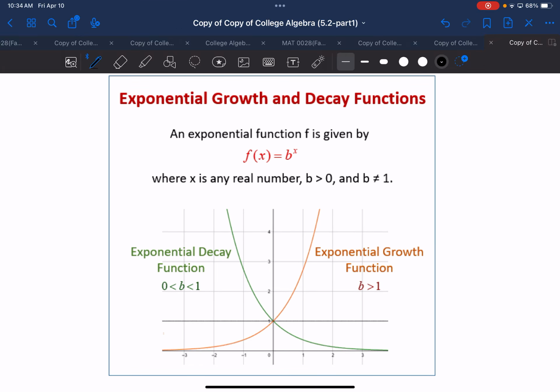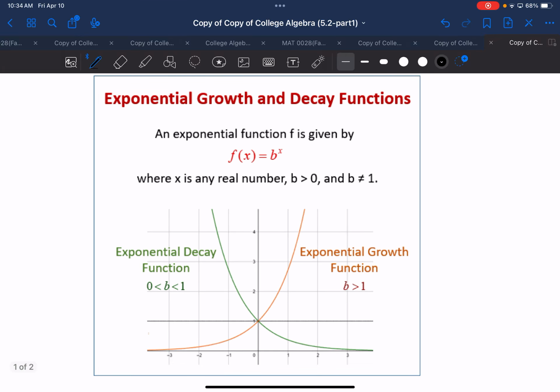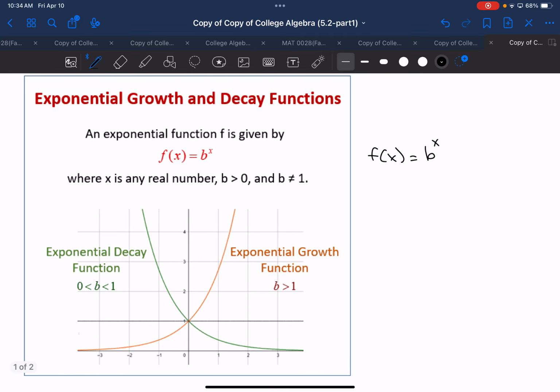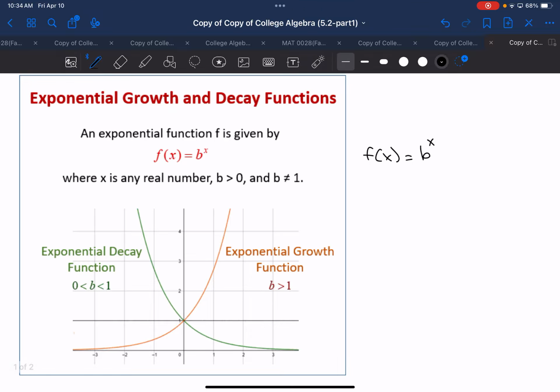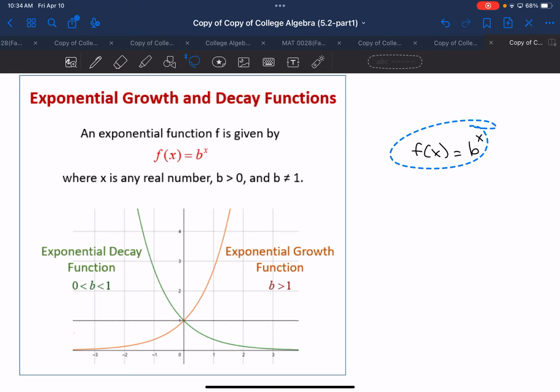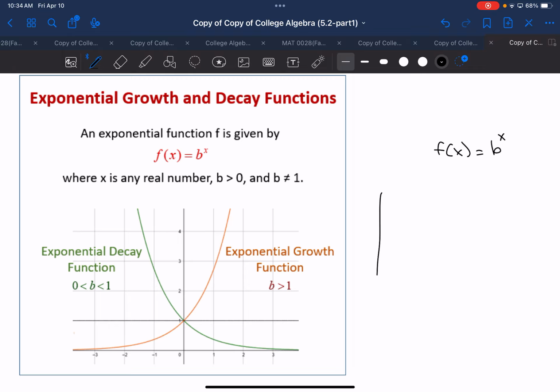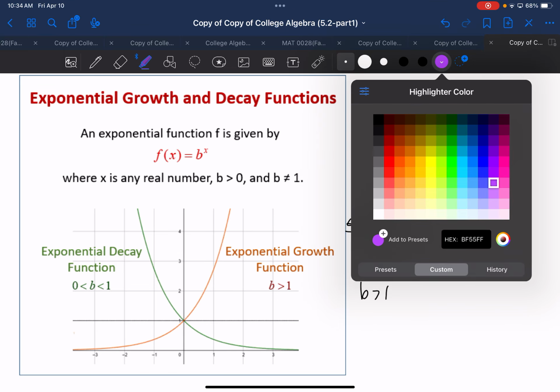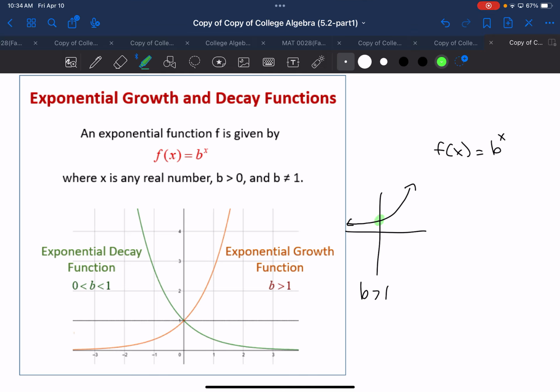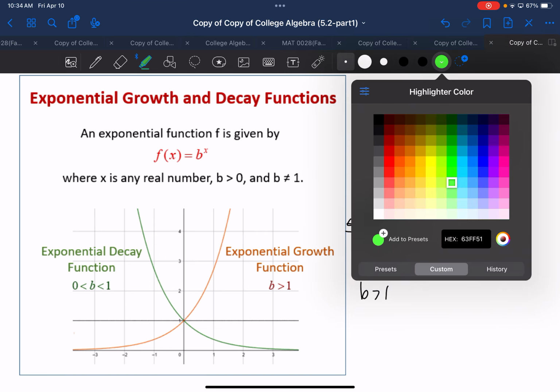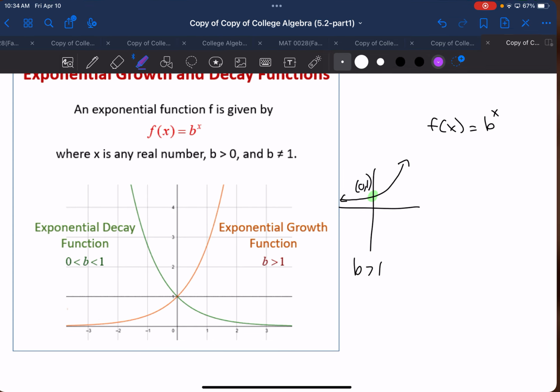So again, if it's in this form, F of x equals b to the x, this is the base graph. So what I'm going to draw over here, which is really the same thing that's already drawn here, is what you can put on your flashcard for your library of functions. So the first one is if b is greater than 1. This is an exponential growth function. So it'll be increasing. It'll go through the point 0, 1. And it'll have a horizontal asymptote of y equals 0.